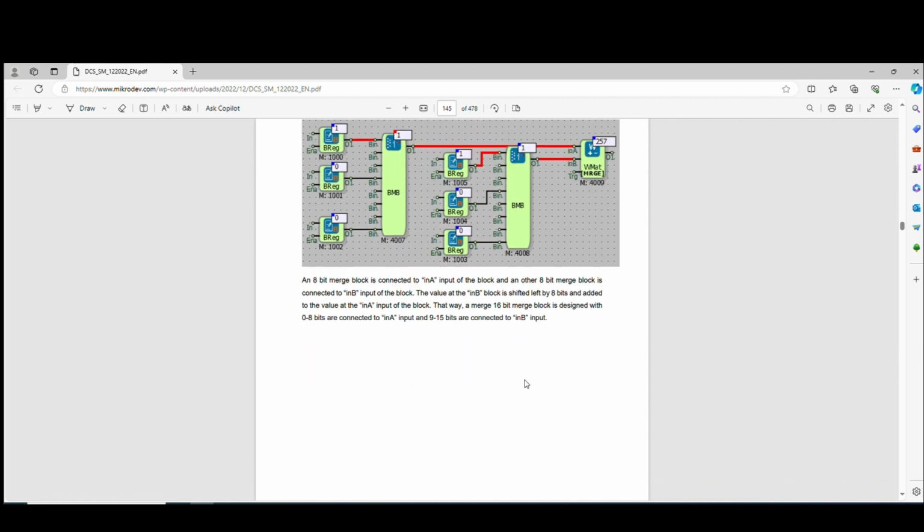Merge A and B. By associating the value of two INA and in B inputs with each other, it converted 0 to 7 bits and 8 to 15 bits into a 4-byte, i.e., 32-bit data.